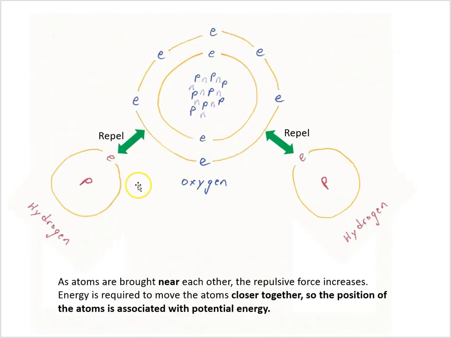You'll recall it took energy to make the chemical bond between a hydrogen atom and an oxygen atom. Why is that? Because the electrons in the hydrogen atom will repel the electrons in the oxygen atom. But if we can push the atoms close enough together, then we get the chemical bond, where the atoms will share the pair of electrons. But it takes work to do that. It takes energy to do that.